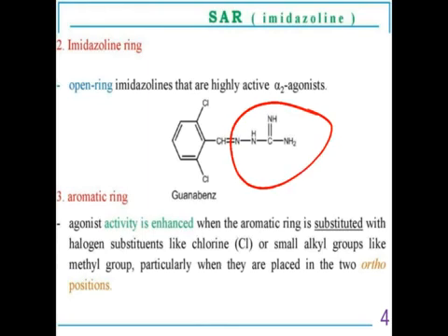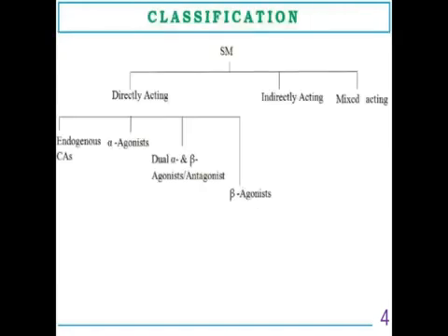So these are some parts regarding the SAR of phenylethylamine and the imidazoline, due to which the selectivity of the drug may increase towards the alpha or maybe towards the beta receptor. Okay, that we have seen in the last lecture. Next part, what we have seen, that is the classification. So SM means sympathomimetic drugs. So sympathomimetic drugs are classified into three types, that is the directly acting, indirectly acting, and the mixed acting drugs. So in case of directly acting, that is the endogenous catecholamines.